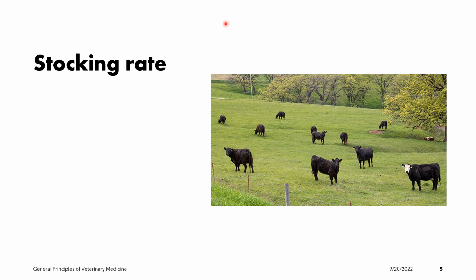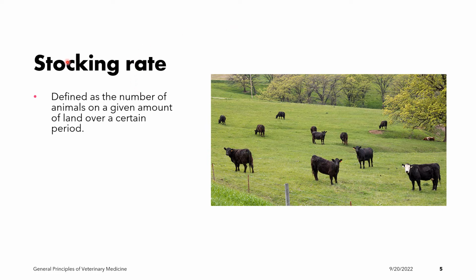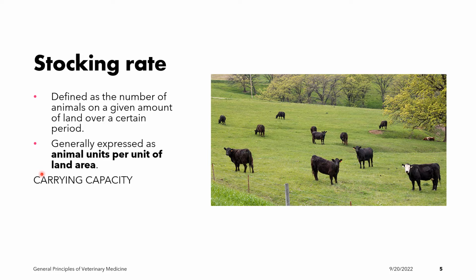What is stocking rate? This is defined as the number of animals on a given amount of land over a certain period. It is expressed as animal units per unit of land area. It is associated with the carrying capacity of that particular land. When we say carrying capacity, this is the stocking rate that is sustainable over time per unit of land area.